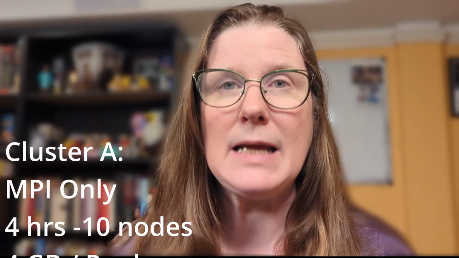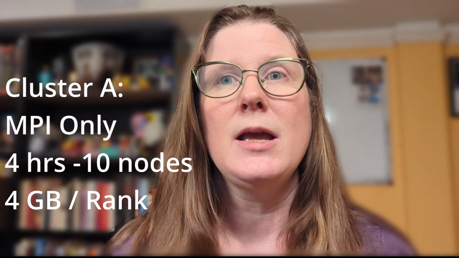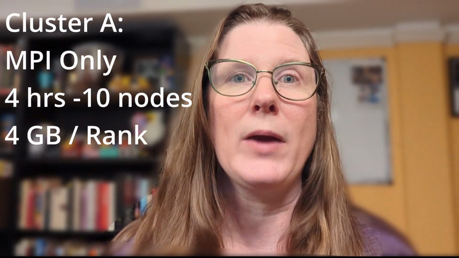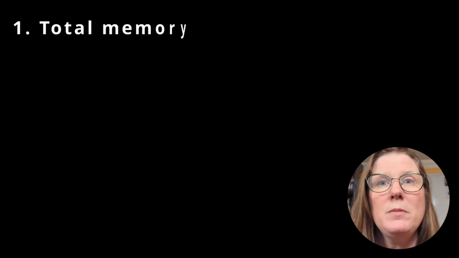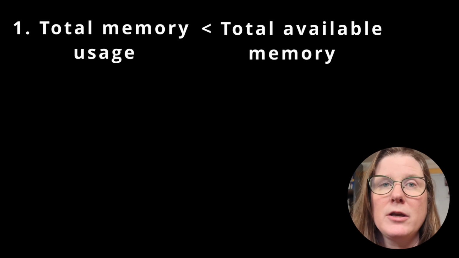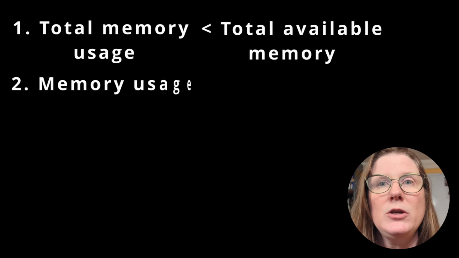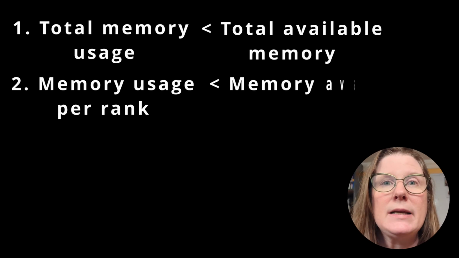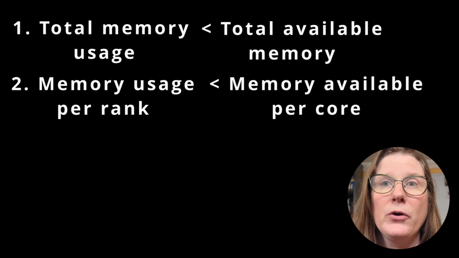Suppose you already successfully ran a job on Cluster A and now want to run a similar job on Cluster B. The Cluster A job is MPI only, takes 4 hours to complete on 10 nodes, and survey shows it uses 4 gigabytes per rank. To ensure you don't run out of memory on Cluster B, your job must meet 2 criteria. First, the total memory used by the job per node must be less than the total available memory on the compute node. Second, the memory used by each MPI rank must not exceed the amount of memory available per core.